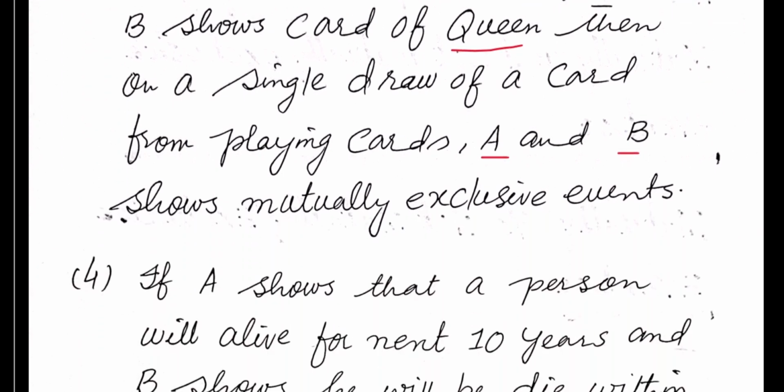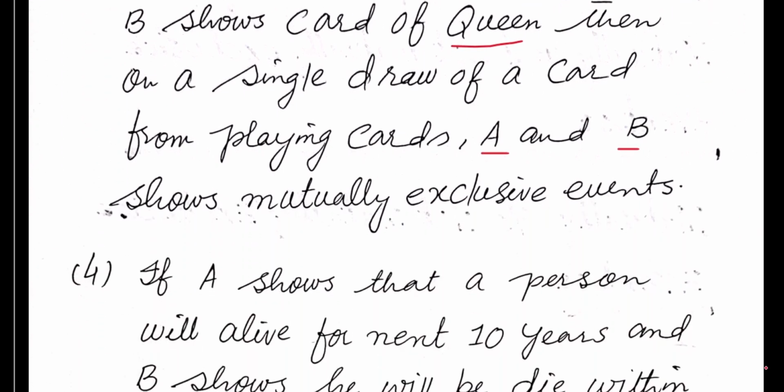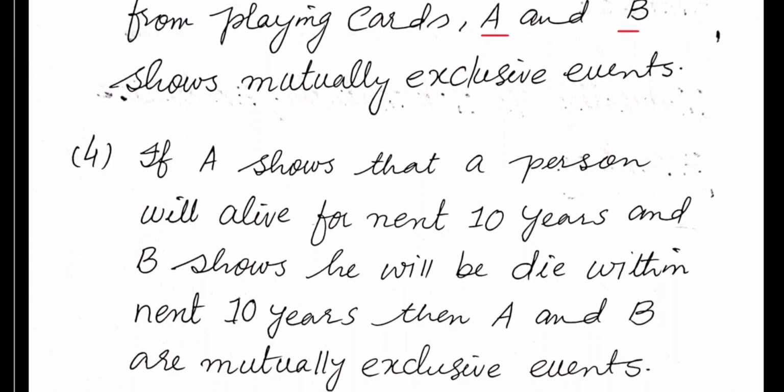If A shows a card of king and B shows a card of queen, then on a single draw of a card from a deck of playing cards, A and B are mutually exclusive events, because there is no card in the deck that represents both queen and king. So they cannot occur together. That's why A and B are mutually exclusive events.